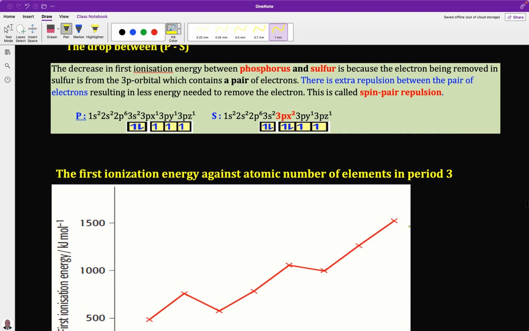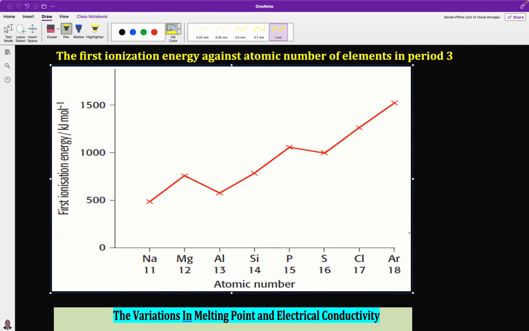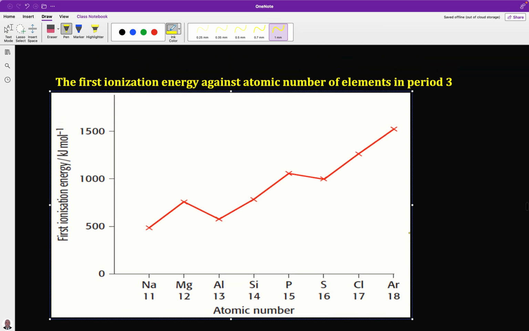We will have to go through it. You should be able to. This is the first ionization energy plotted against atomic numbers of elements in period 3. You could be given this one in your exam, and you are asked to interpret the curve. This graph like that, you can interpret it. You should know the property that has been plotted against the atomic number and see the trend across the period.